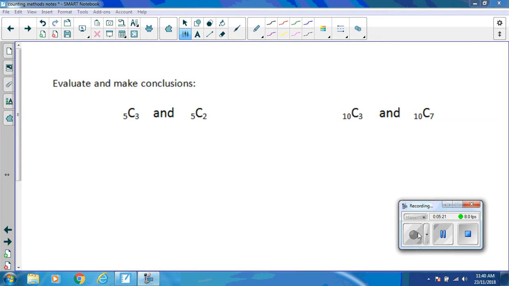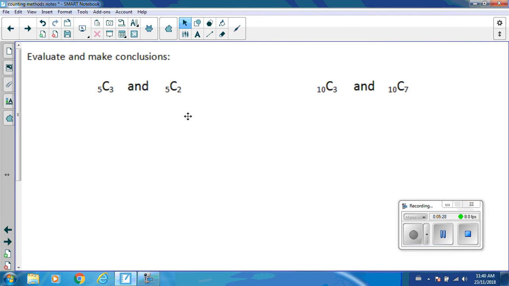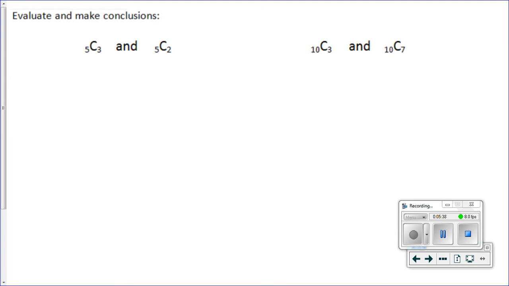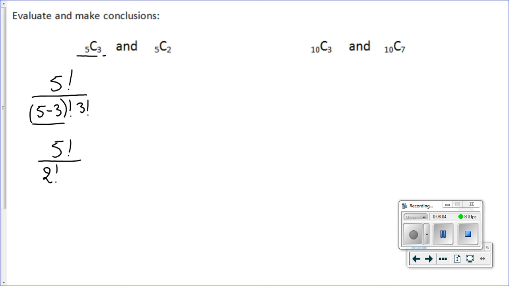On this screen, we are to evaluate these combinations and make some conclusions. If I apply the formula that we saw on the previous page, which should also be on our formula sheet, we should see that 5 choose 3 will look like this: 5 factorial over 5 minus 3, n minus r, right, factorial, over r factorial, which is the 3. If I reduce this a little bit, I get 5 factorial over 5 minus 3, which is just 2, so 2 factorial times 3 factorial.